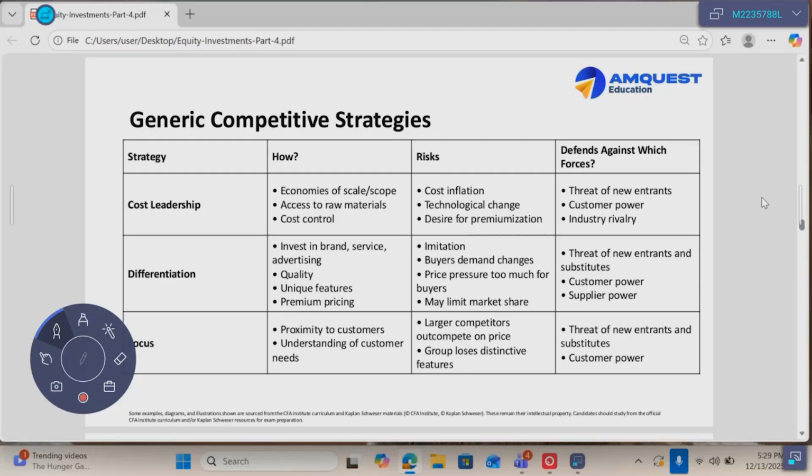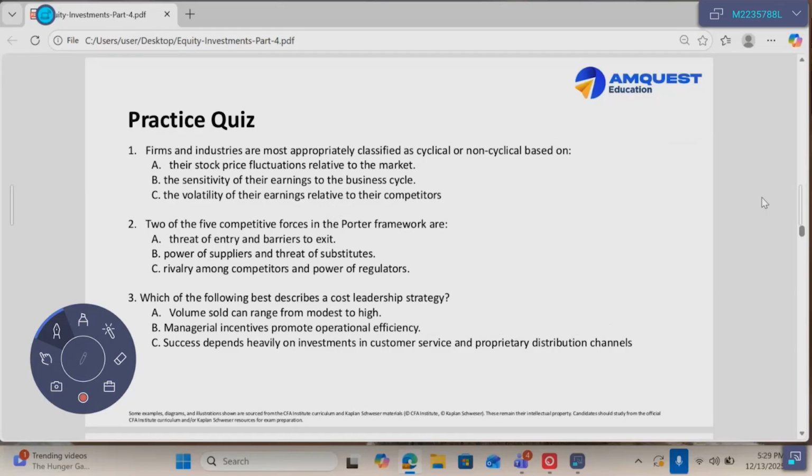Larger competitors compete on price. The group loses distinctive features, threat of new entrants, customer power. We have discussed all this. I hope it's relatively easy to understand. So we have some questions. Please go through these questions and try to guess the answers. I'll give you a couple of minutes to try to guess the answers.